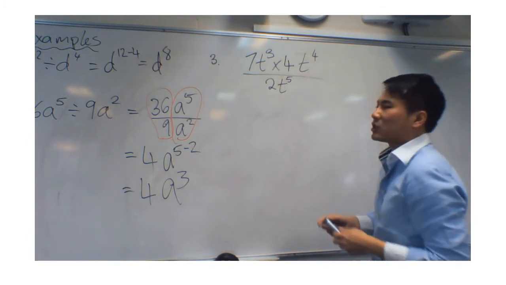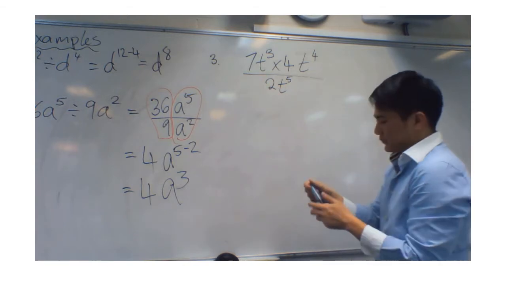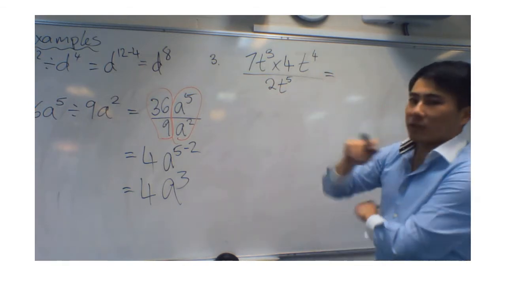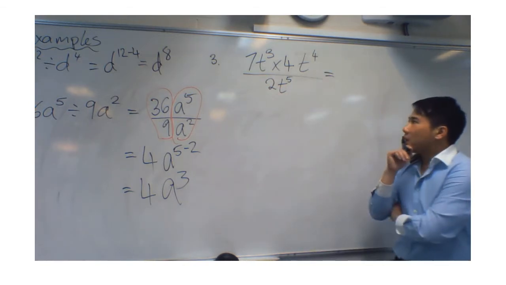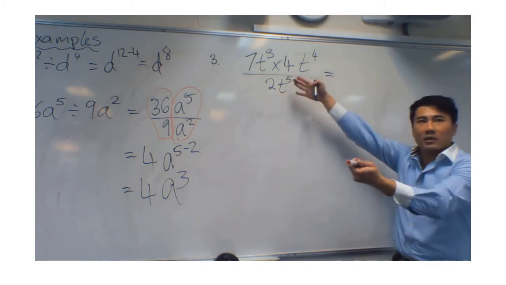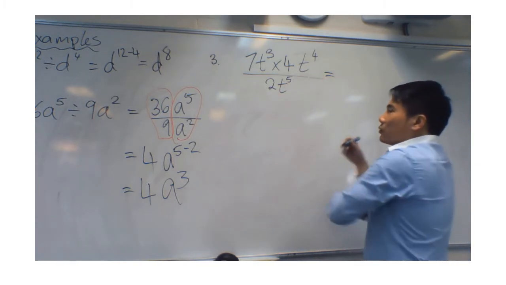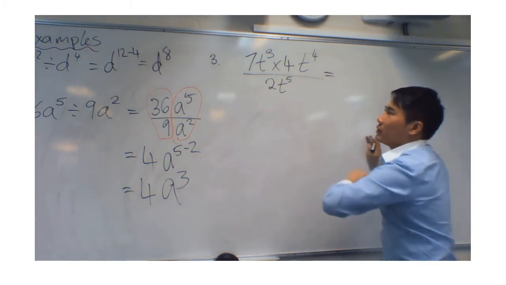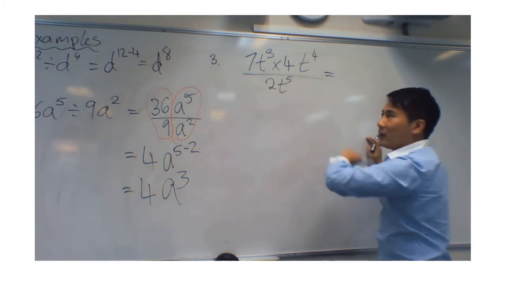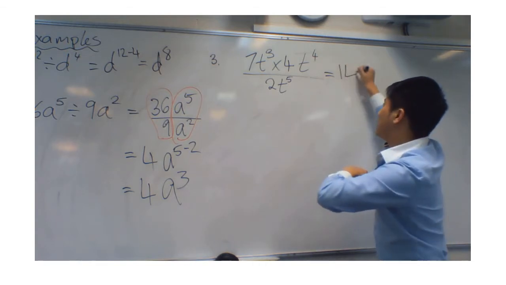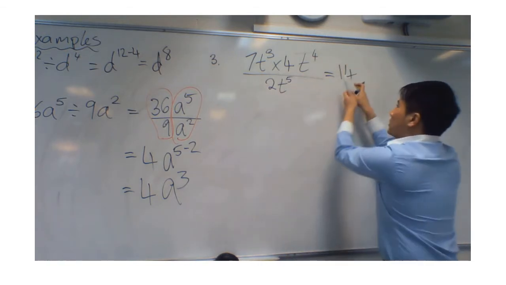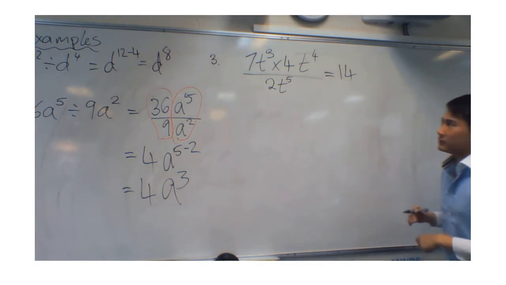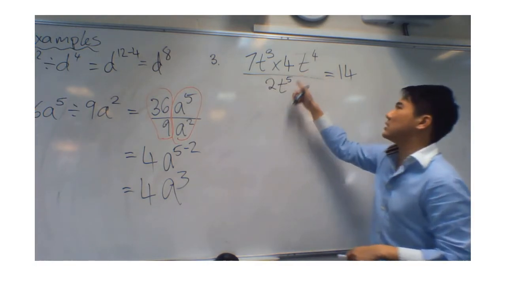So let's deal with the numbers first. I've got 7 times 4, and then over 2, meaning I'm dividing by 2. So really, I've got 7 multiplied by 4 divided by 2. 7 multiplied by 4, 28 divided by 2 is 14. So all the numbers I can replace by the 14. Now let's look at the t's.